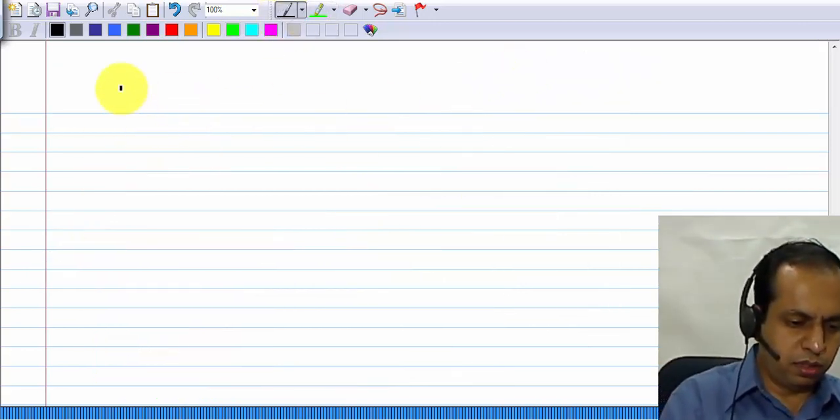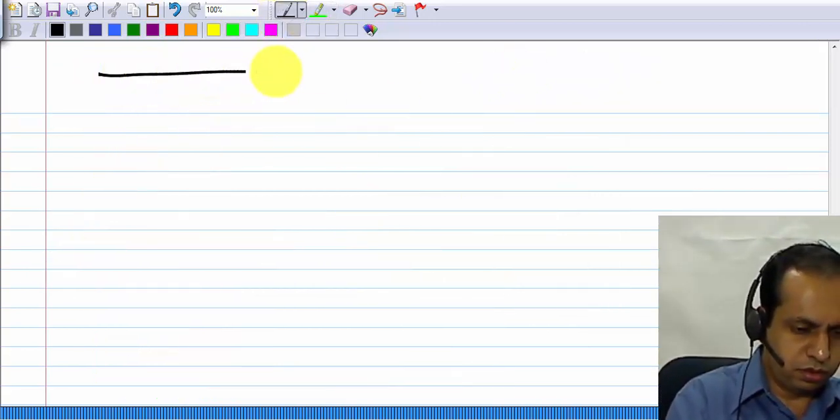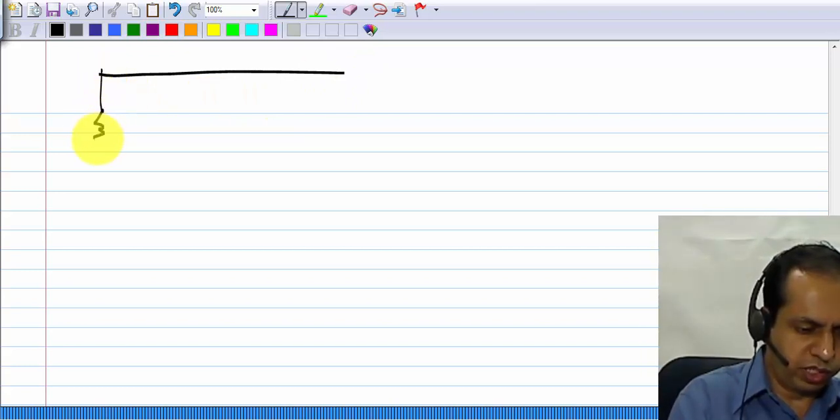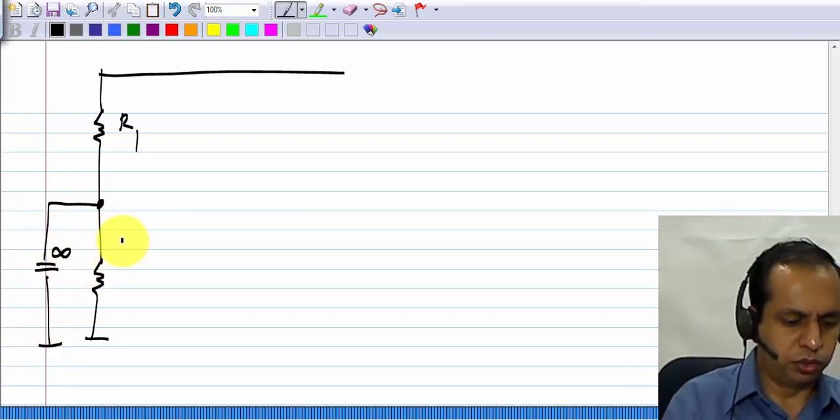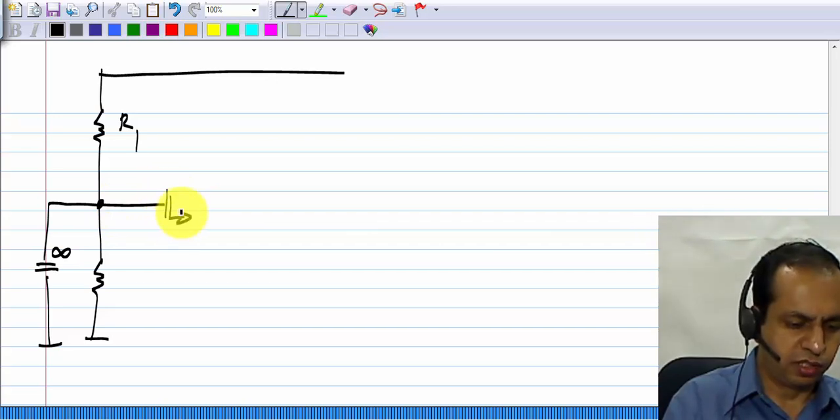Now let me put the circuit down again. I'll show this as infinity, meaning it's so large that it is a short circuit.